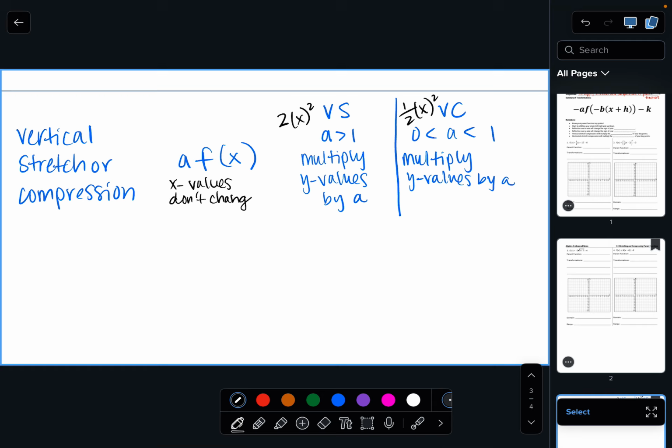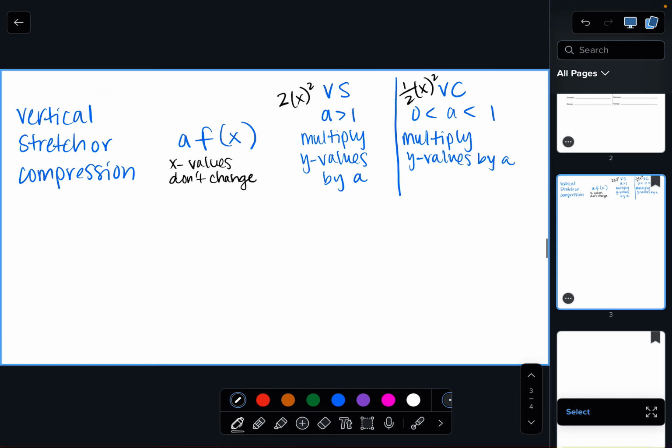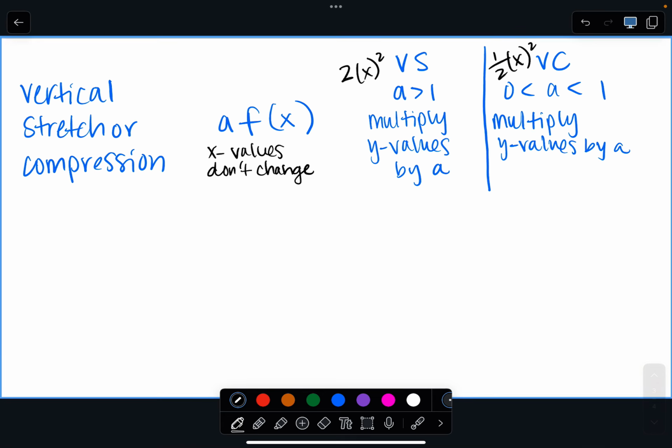And being the teacher who writes the test, we will never ask you to do both at the same time. So like we won't have you do a vertical stretch compression and a horizontal stretch compression. It's always just going to be one only. So this is vertical. Now horizontal works almost exactly the same way. So I have the horizontal stretch or compression. Let me go in.